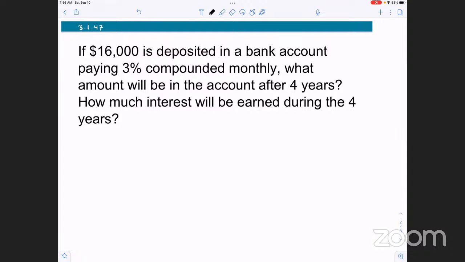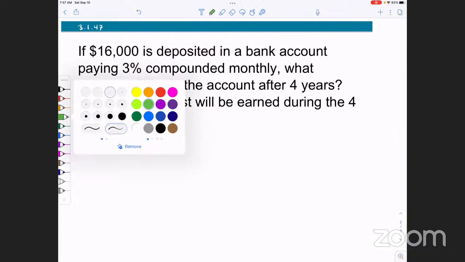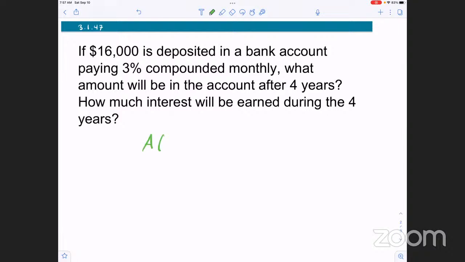Right, so this sounds like compound interest. The compound interest formula that we've been using, the future amount based on time, is going to be principal times 1 plus r over n, to the power of n times t. Let's fill in the different components that we're given. It says $16,000 is deposited, so that's our P. So then P is 16,000.